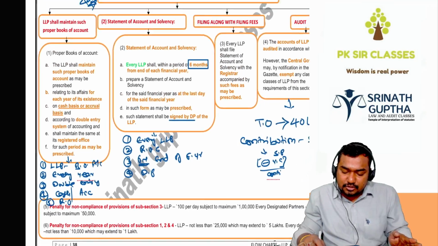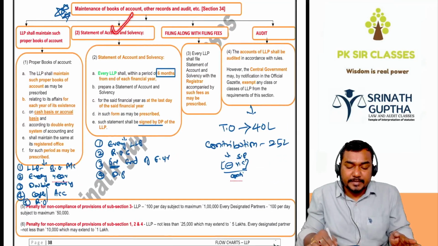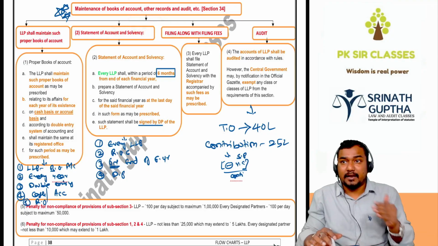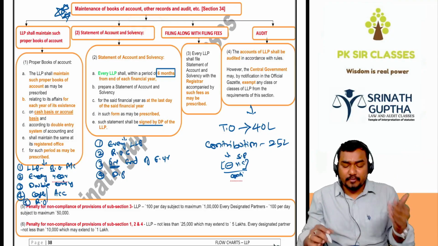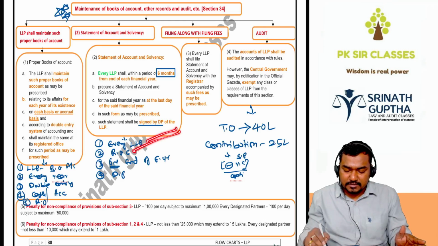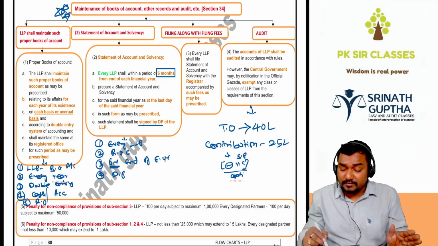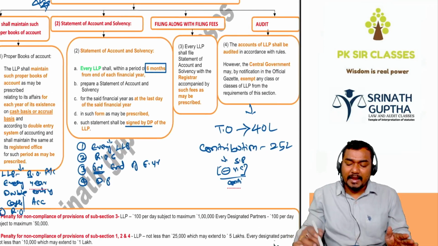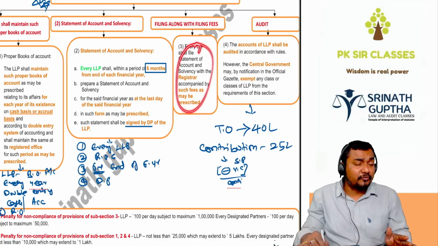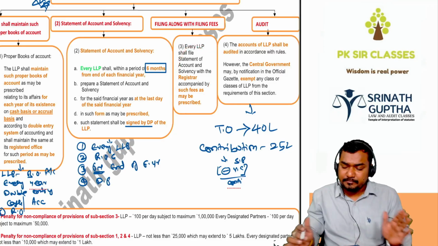And every LLP has to file the statement of accounts and the statement of solvency, that is the P&L account, informing that we are solvent, not insolvent. Who has to inform? Every LLP. To whom? The ROC. When? Within 6 months from the end of the financial year. It must be signed by the DP. And when we file something with the ROC, we have to pay registration fees and filing fees.